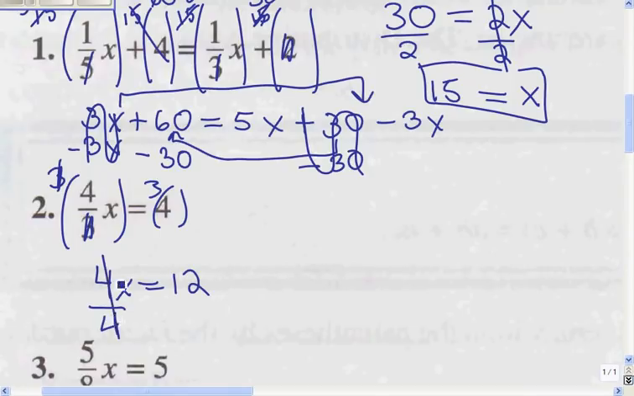That equals 1. 1 times x is x, and what I do to one side I have to do to the other, so I'm going to divide this side by 4, so I get x equals 12 divided by 4, which is 3.